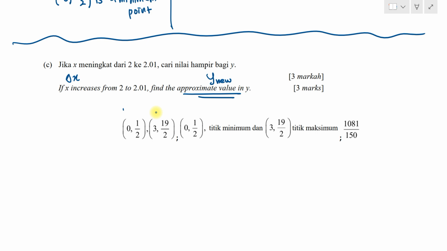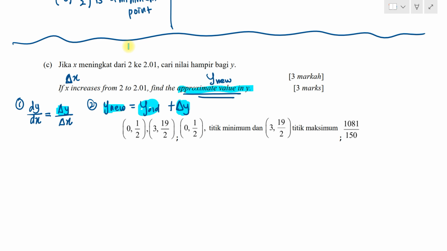I'm very sure I already taught you all this concept, right? So it's relating dy and dx. The first thing you need to know is two formulas. dy dx is equal to delta y over delta x, first formula. Second, you want to find y new, which is equal to y old or original plus your delta y. So first thing you need to find your delta y. After you get delta y, you substitute here and then find y old, then you get your approximate value of y, which is y new.